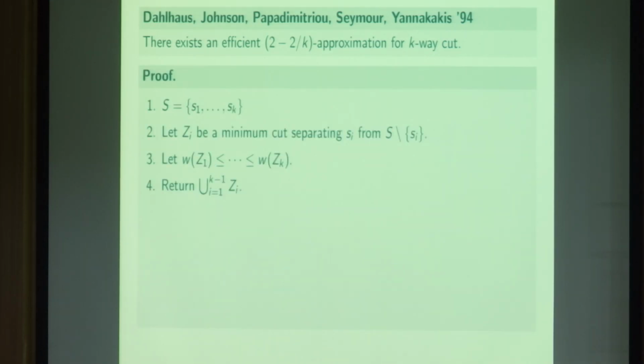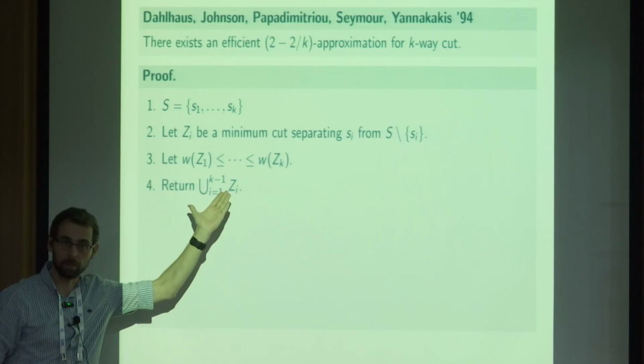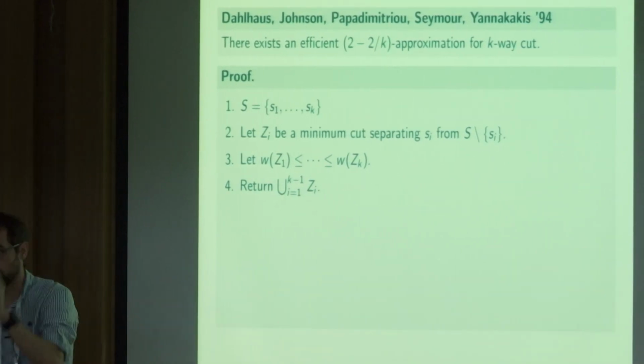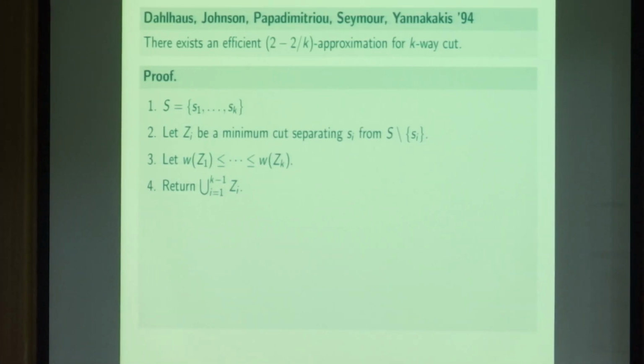So the idea is the following. Let's consider the terminal vertices, and for each terminal, let's take a minimum weight cut which separates the given terminal from all the remaining terminals. This can be solved because this is, again, just an s-t cut problem, right? So for every terminal, we can find a cut which separates it from the rest of the terminals. Then what you can do is the following. We order these cuts in increasing order according to their weight, and we take the union of the k-1 smallest ones. So we throw out the last one because it's not needed.